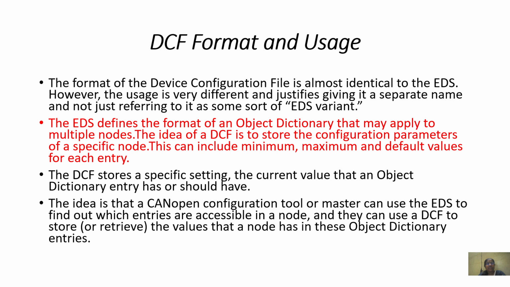The next will be the device configuration file. It is almost identical to the electronic data sheet. However, the usage is very different. The EDS defines the format of an object dictionary that may apply to multiple nodes, whereas the idea of a device configuration file is to store the configuration parameters of a specific node. This can include minimum, maximum and default values for each entry. So the DCF stores a specific setting, the current value that an object dictionary entry should have.